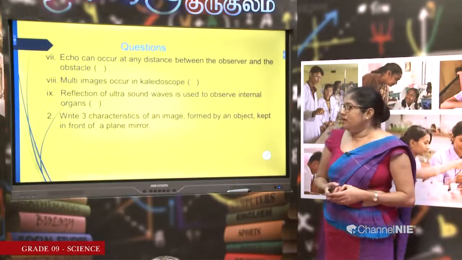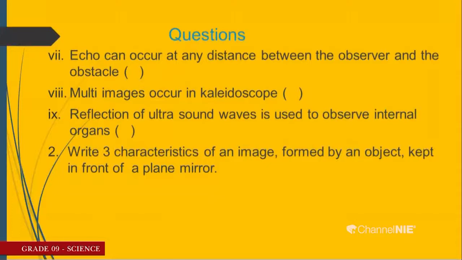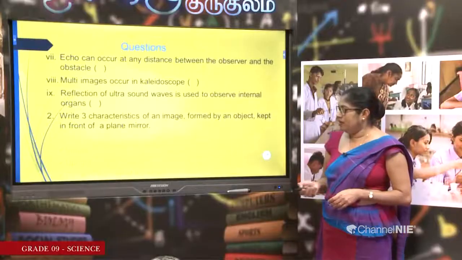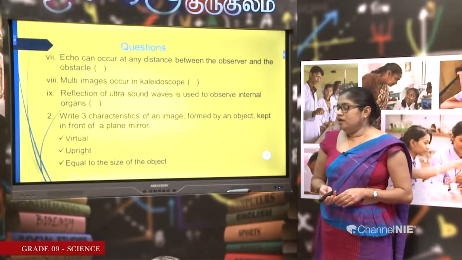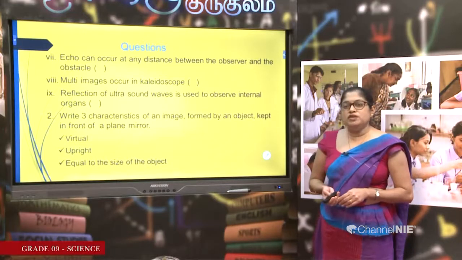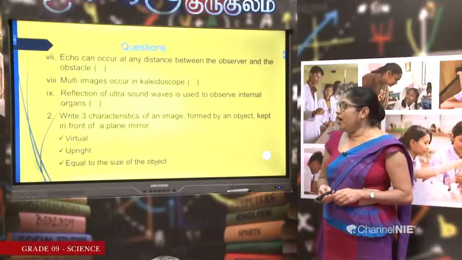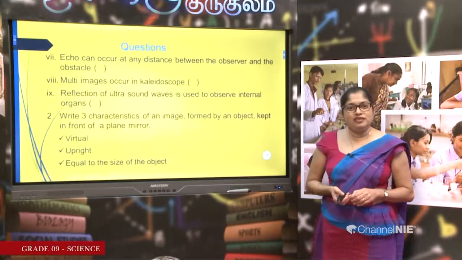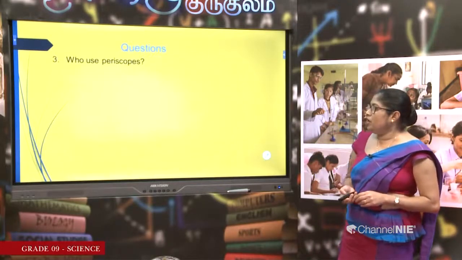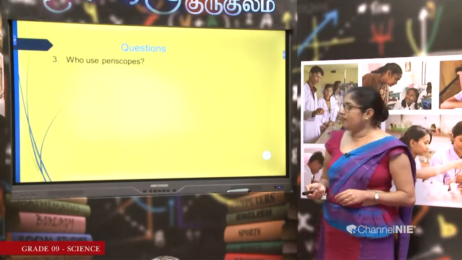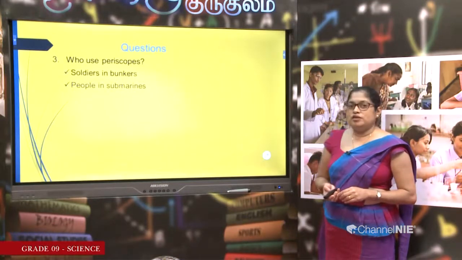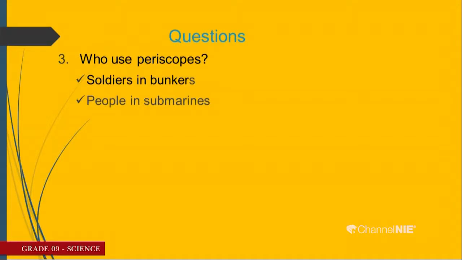Question number 2. Write 3 characteristics of an image formed by an object kept in front of a plane mirror. Image is virtual, upright, equal to the size of the object, and we learnt 2 more. Object distance is equal to the image distance and lateral inversion occurs. If you have written 3 of these things, your answer is correct. Who use periscopes? Soldiers in bunkers and people in submarines.